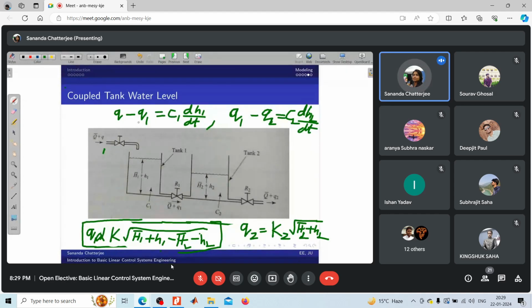Okay, so finally, let me try to write one. So finally, how many differential equations will be required to describe this system? How many differential equations, and what will be the order of the differential equations?